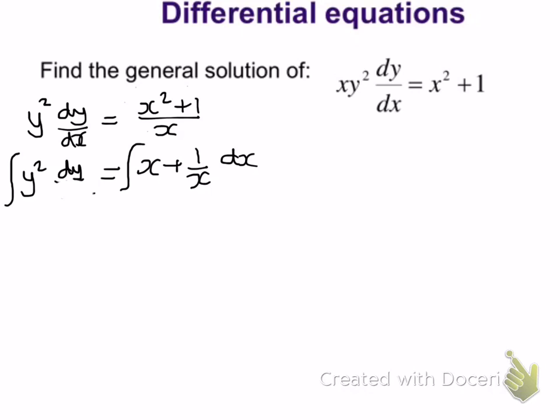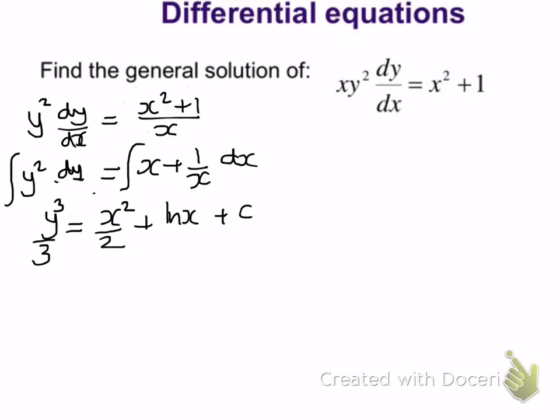Right, so integrating y squared with respect to y will give us y cubed over 3, and integrating the right hand side, the integral of x will give us x squared over 2, and the integral of 1 over x is ln x plus our constant c.